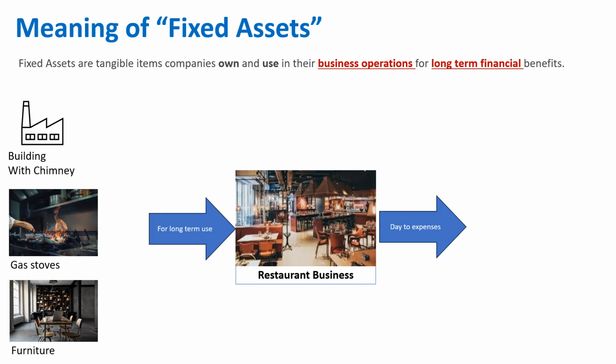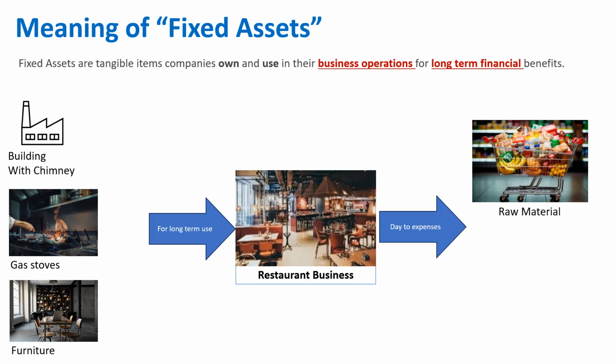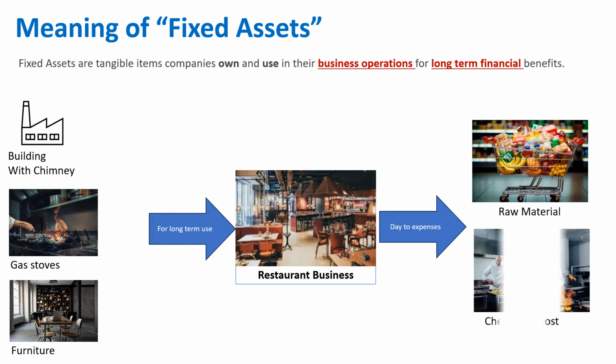Now, to run the business, your day-to-day expenses are incurred. For example, you buy raw material. It could be vegetables, it could be your grocery items, and the salary you pay to your chef. So if you see on the right side, the day-to-day expenses you spend are part of your profit and loss account to determine your profitability.